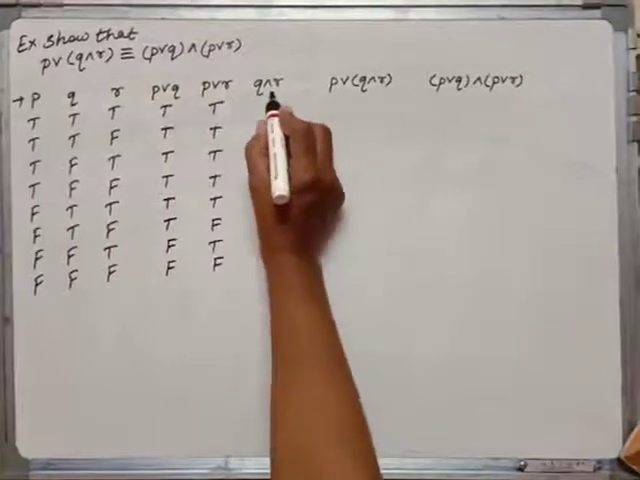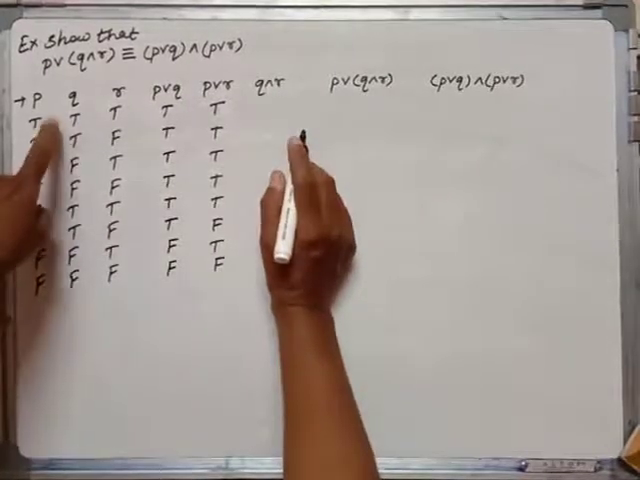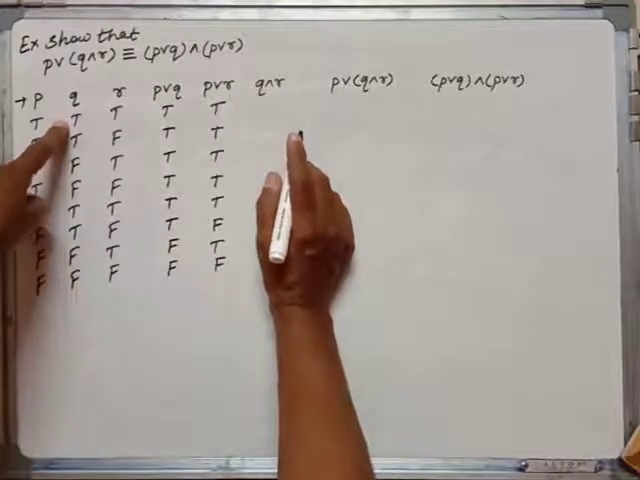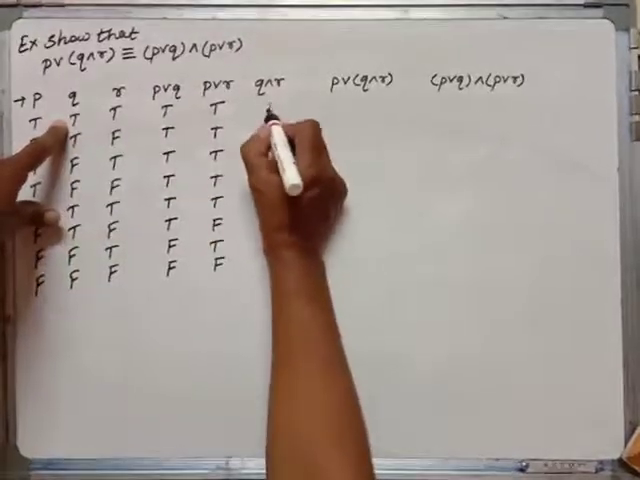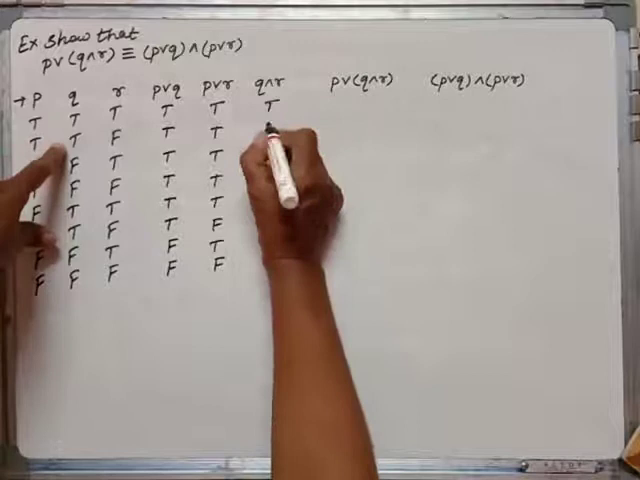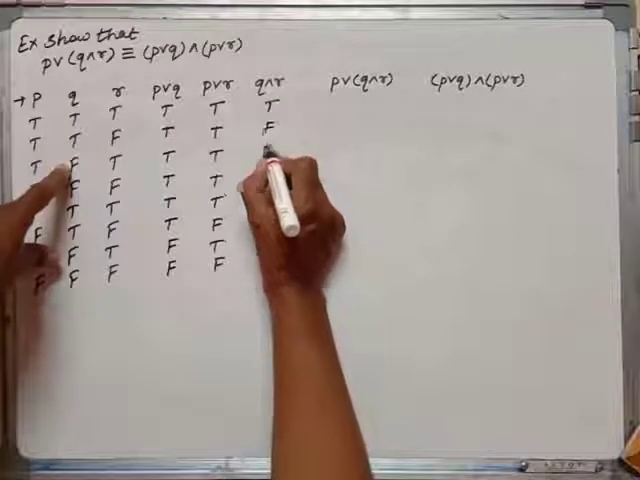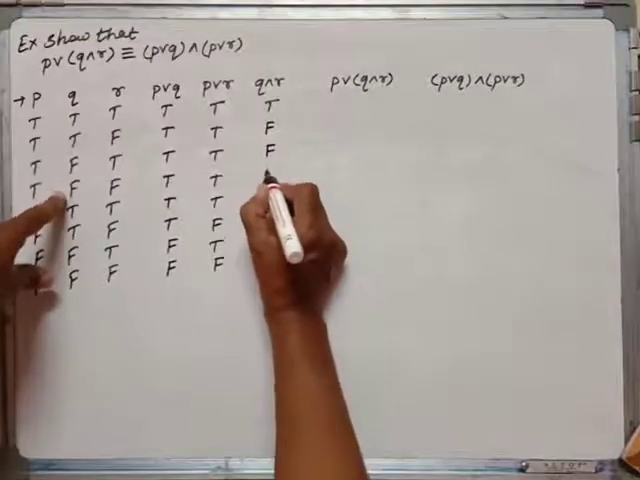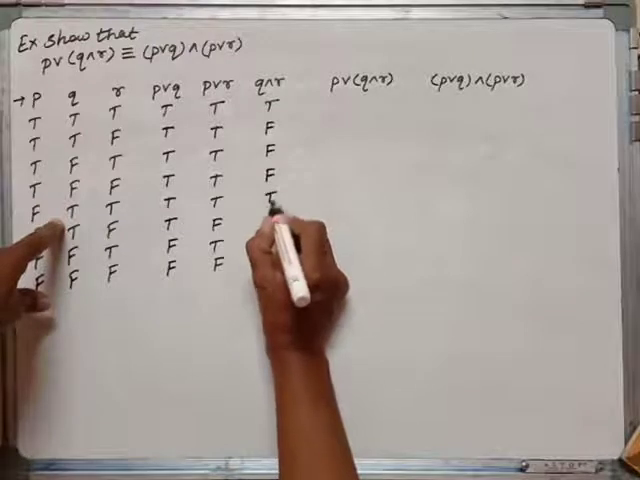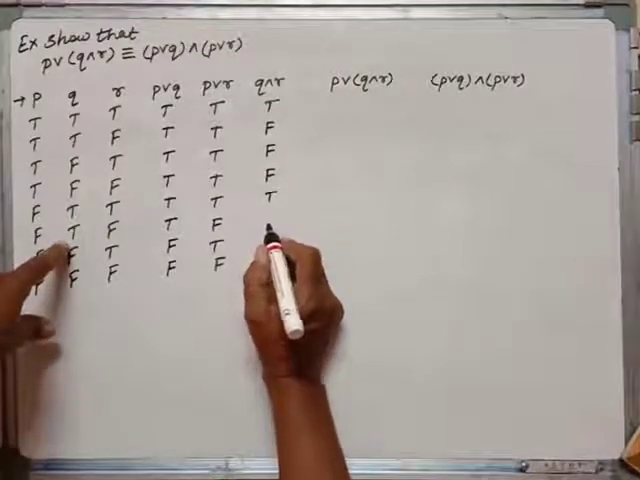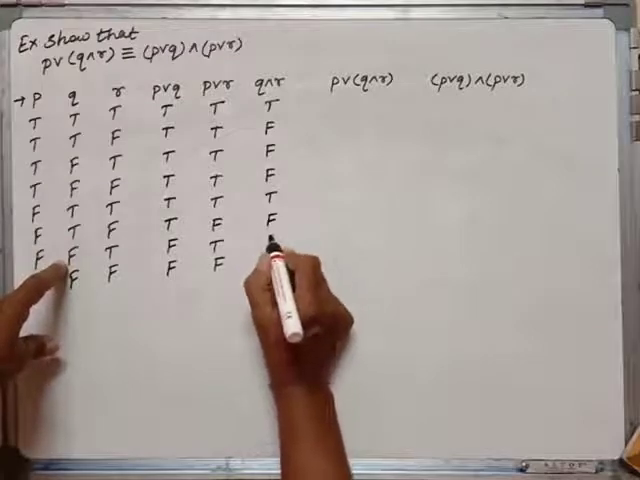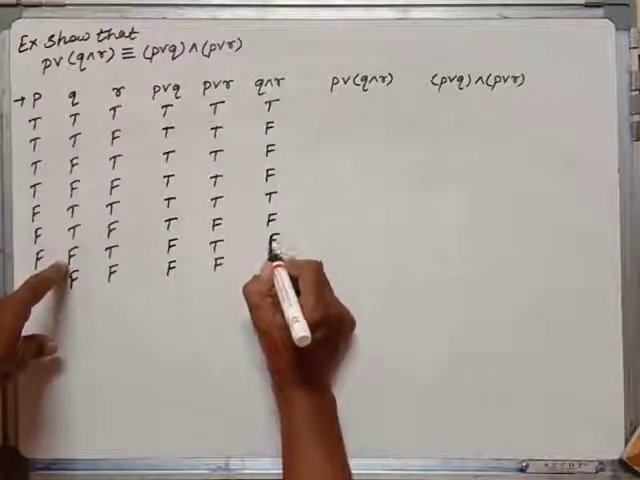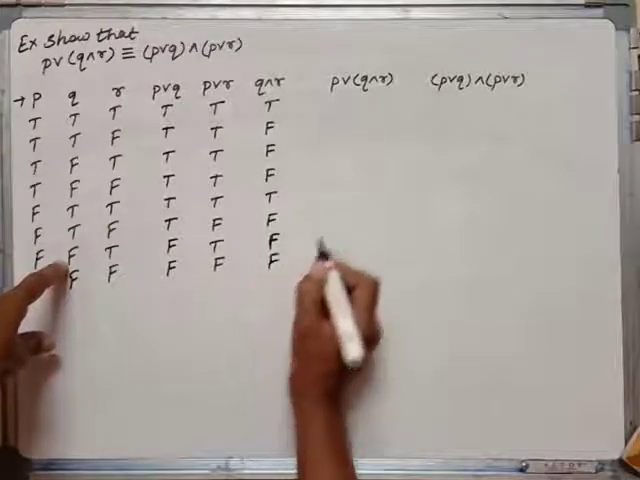Now Q and R. And is true only when both are true. So let us check. Now here true, true, true. True, false, false. This is false, true, false, false, false, false. True, true, true. Now true, false, false, false, true, false, and false, false is again false.